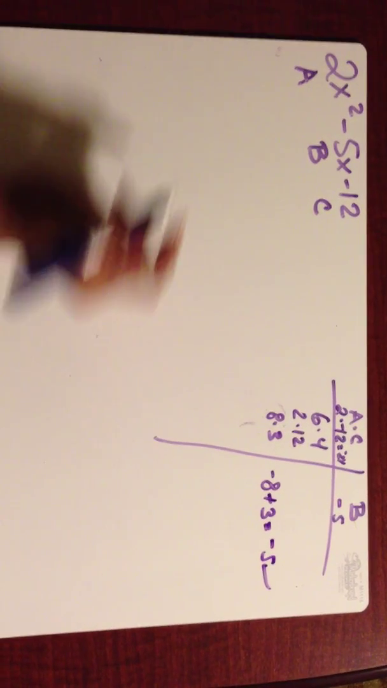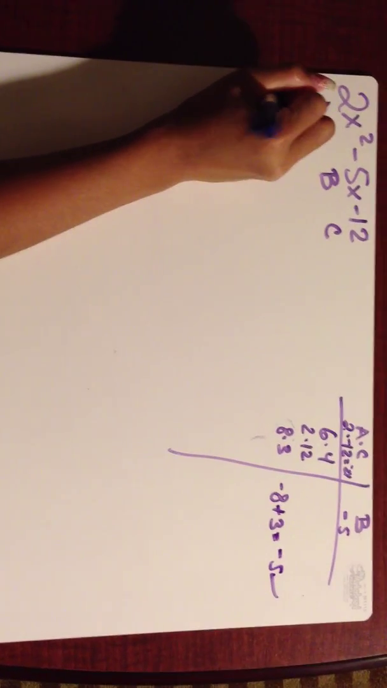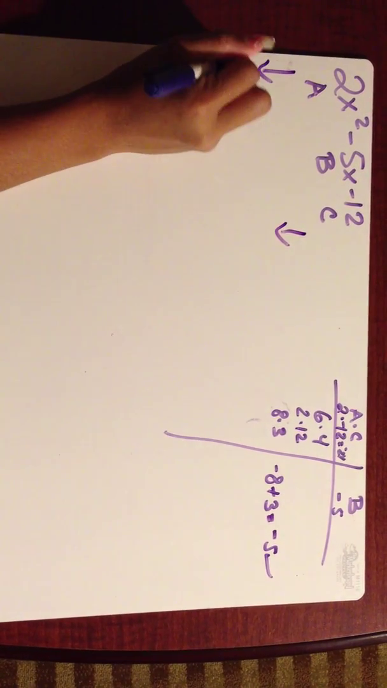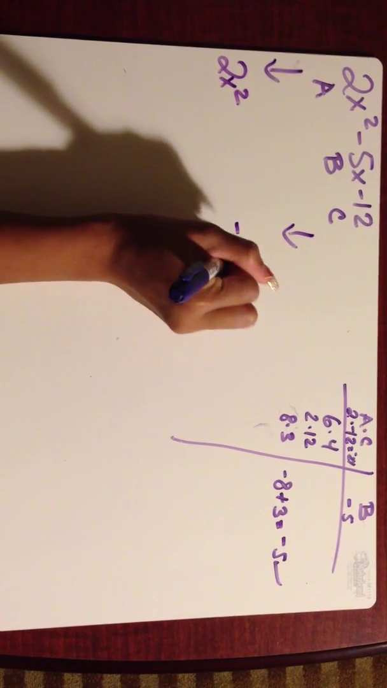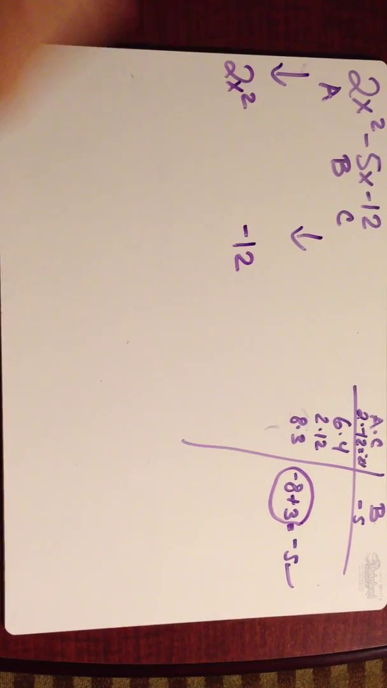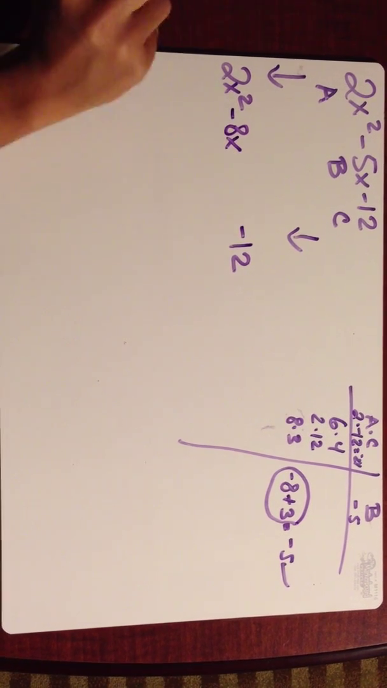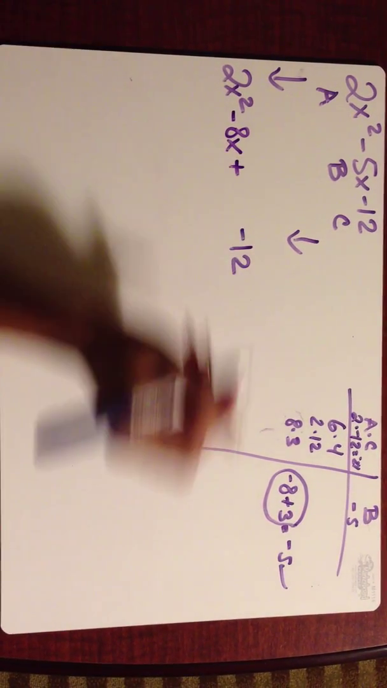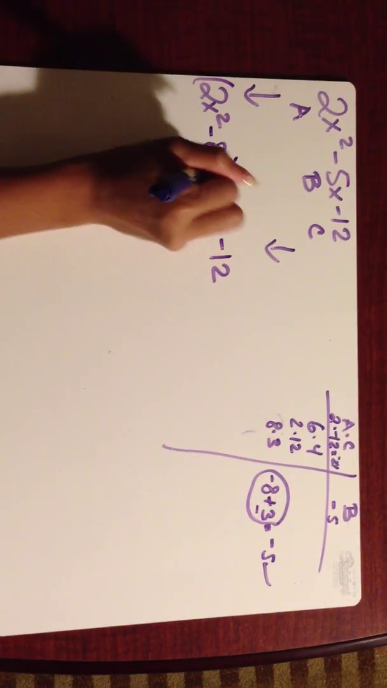So again, we're going to come over here, and we're going to bring the A and the C down, remember? Just simply do that. 2x squared, easy enough, and negative 12. We're going to take these two numbers, the sum of that, and we're just going to bring negative 8, slap an x on it, don't forget that x, plus 3, slap an x on it, factor by grouping.